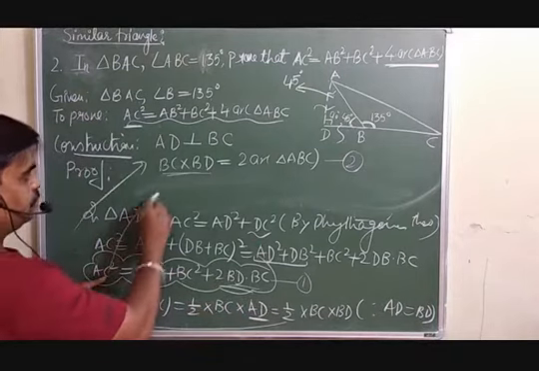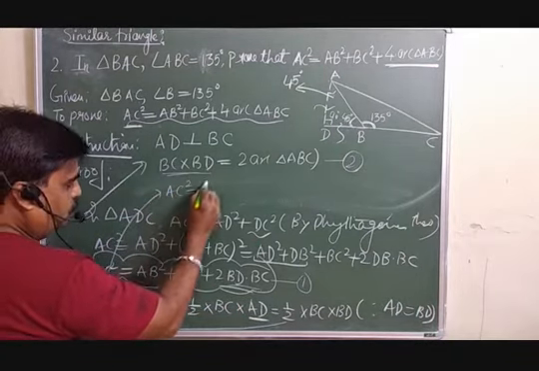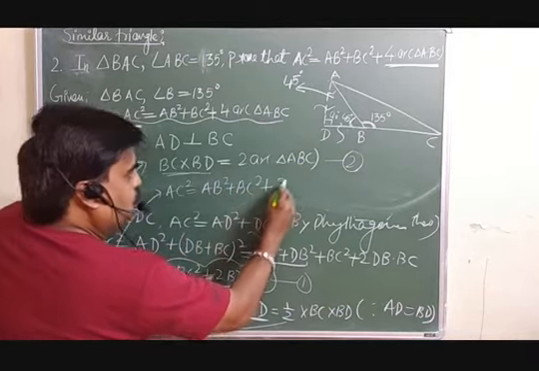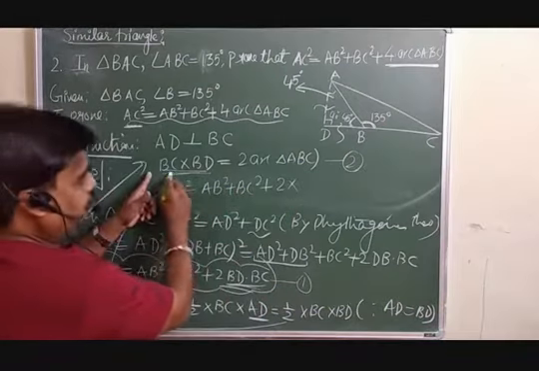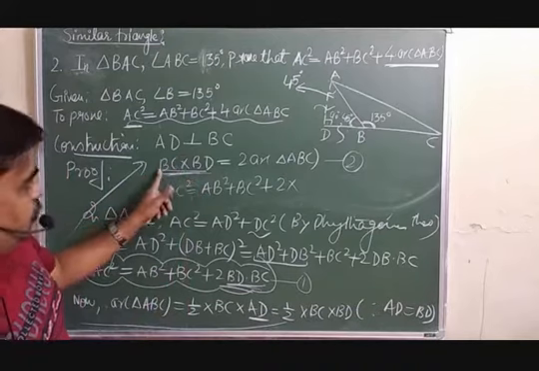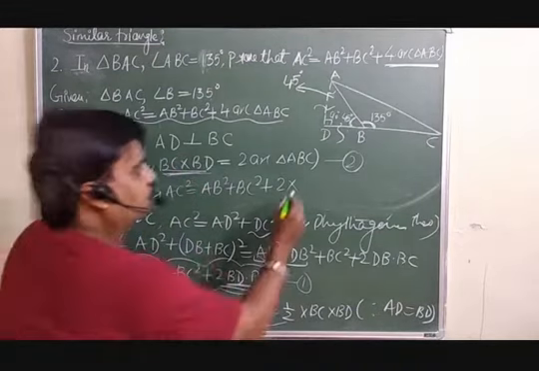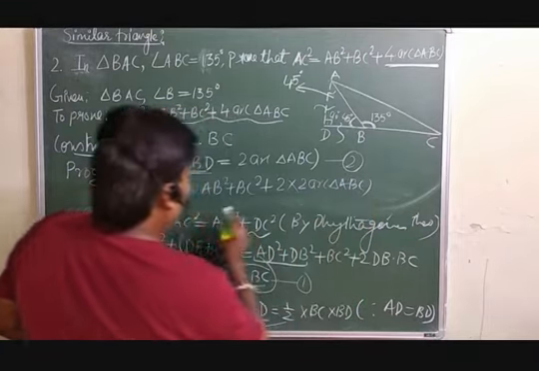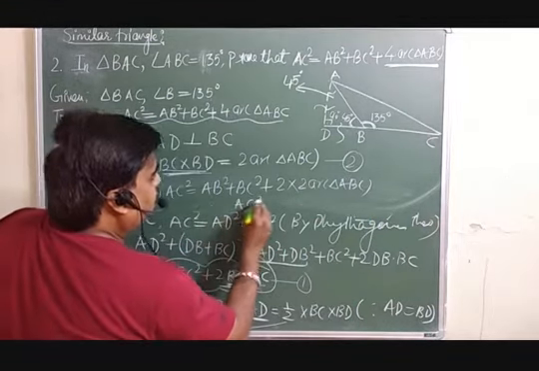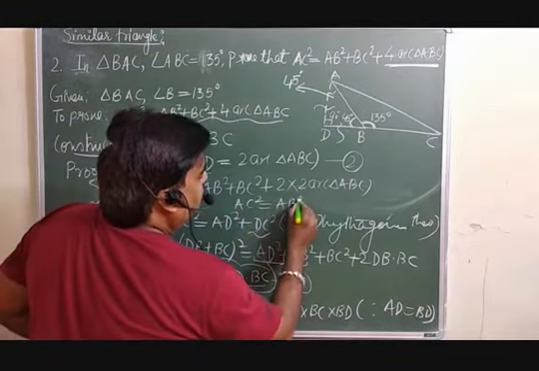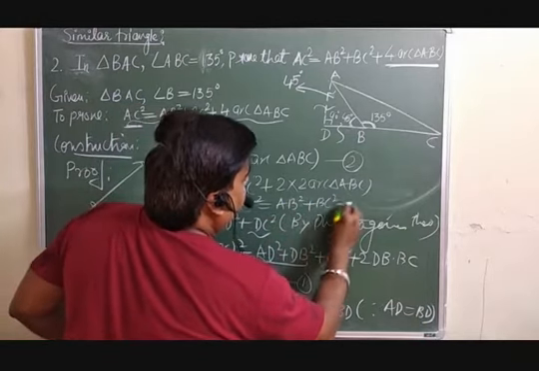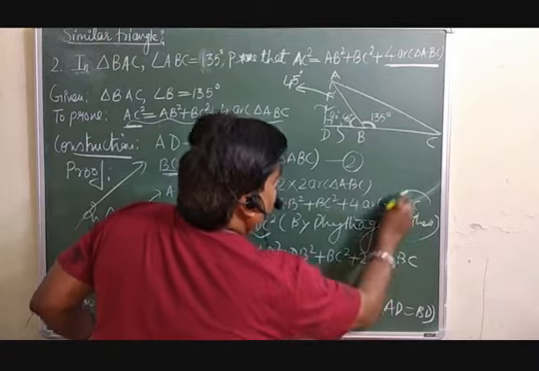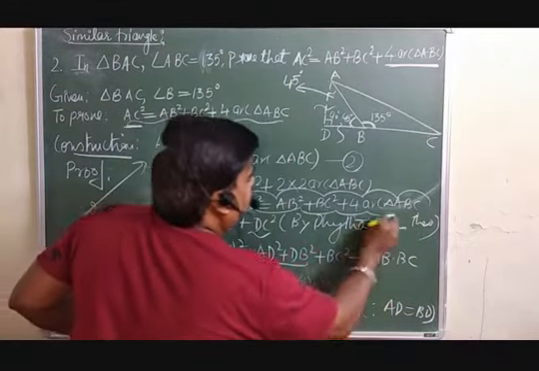So what you will get? AC square is equal to AB square plus BC square plus 2 into BD into BC, and BD into BC is equal to this one, so 2 area of triangle ABC. So therefore AC square is equal to AB square plus BC square plus 4 times the area of triangle ABC, which you want to prove. Look at here.